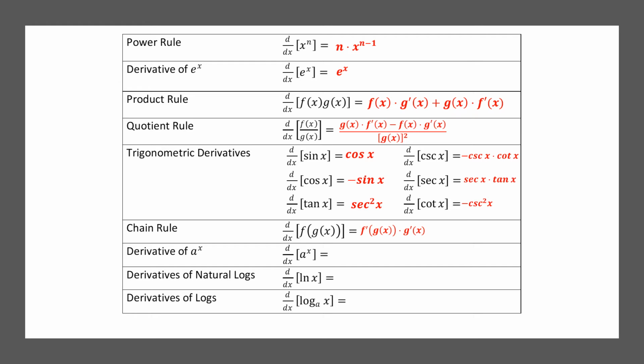Alright, so if you have a function in the form of a to the x, to take that derivative, remember you rewrite the exponential a to the x, and then you do ln of whatever that a is, whatever the base is. Your derivative of your natural log is 1 over x, and then your derivative of your log base a of x would be 1 over x ln a.